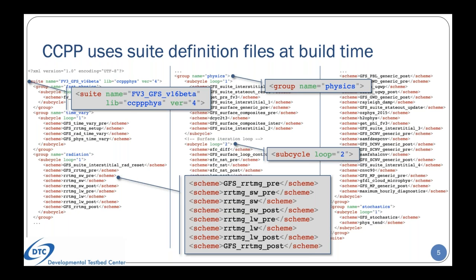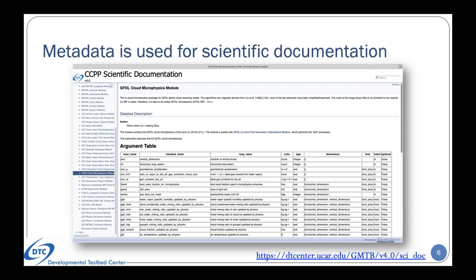So that metadata that I mentioned before serves two purposes. One is it's used to auto-generate the caps, as I explained, but it's also used to generate complete scientific documentation together with inline doxygen markups in the code. And here is an example from the last release of the CCPP version 4 for the GFDL Cloud Microphysics scheme.